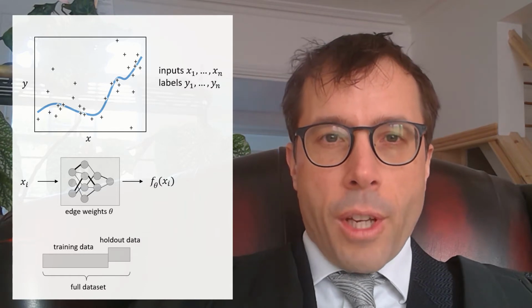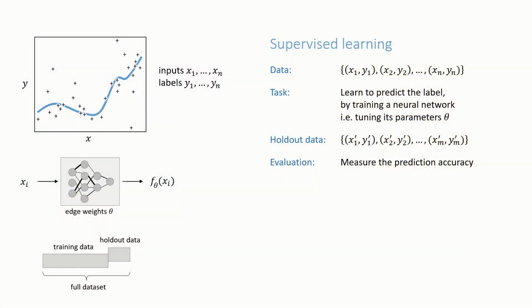Let's put this down more formally. The whole setup is called Supervised Learning. We have data consisting of x-y pairs where y is called the label, and we want to learn to predict the label. We invent a black box function to do this, a parameterized function, and we tune the function parameters to try to make good predictions. Then we measure how accurate our predictions were on the holdout dataset, which we weren't allowed to look at all while training.